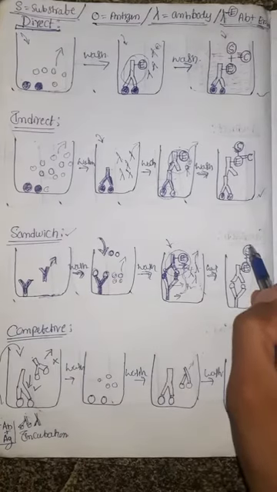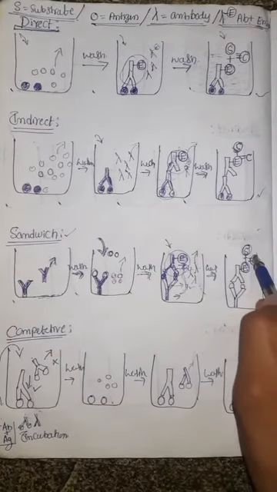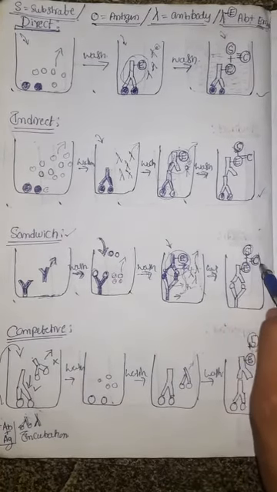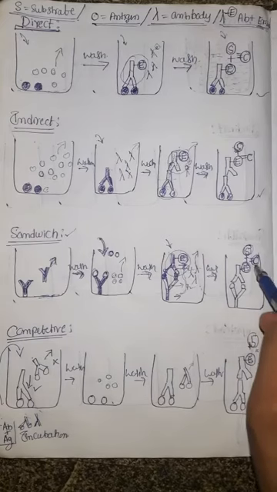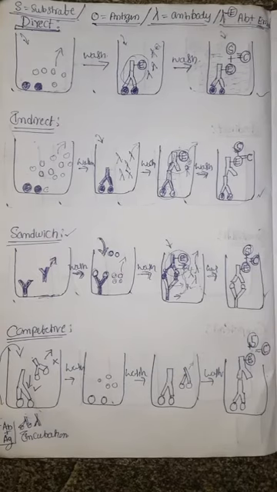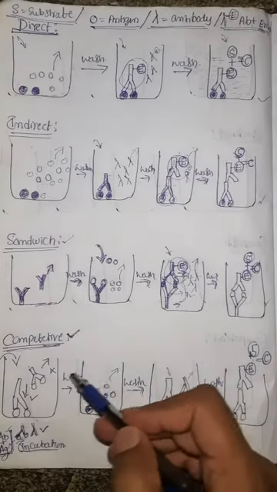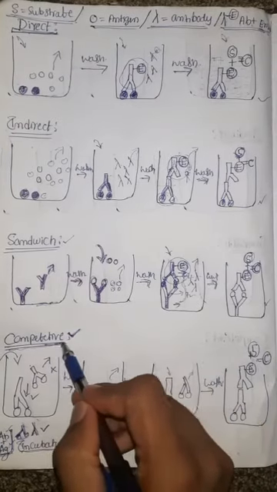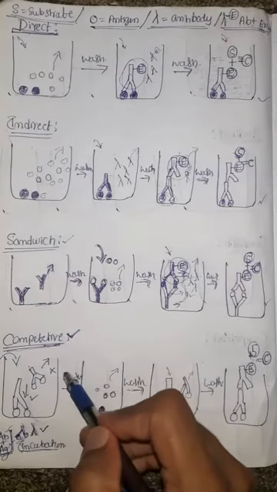Finally it will give one color. Based on that color we can say whether the antigen is present or absent in this test sample. Okay, that is all about the sandwich type of ELISA test. And next we will see the final one, that is the competitive type of ELISA test.